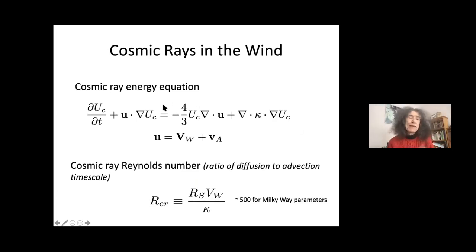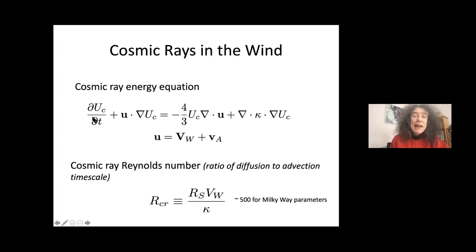What about the cosmic rays? When cosmic rays are fairly well coupled to the background fluid by scattering from waves, which I'll talk more about later, they obey an energy equation like this. There's a composite velocity, which is the velocity of the wind in this case, or the fluid velocity, and the Alfvén speed in the plasma component of the medium.